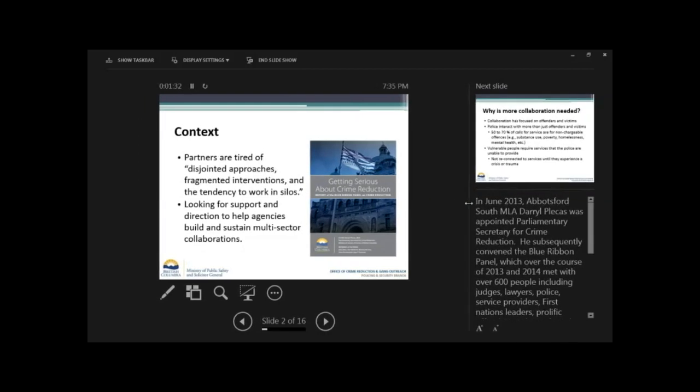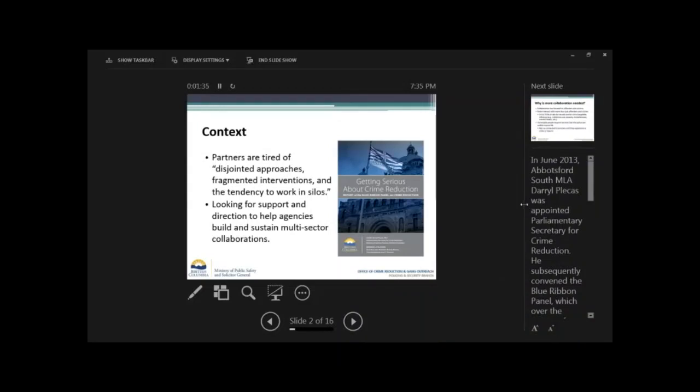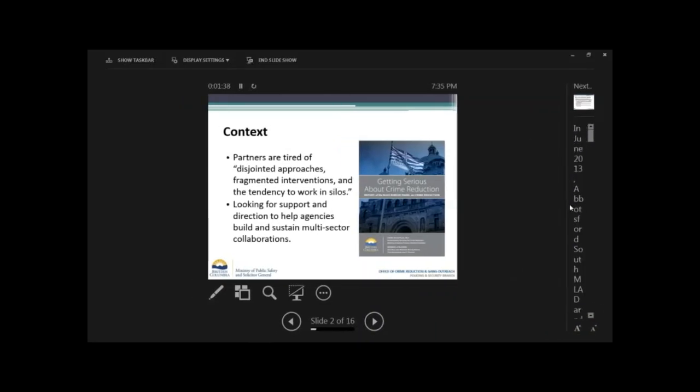So just to provide some context as to how we inherited this portfolio, there was a blue ribbon panel on crime reduction that was basically a stakeholder engagement session that happened across the province a few years ago under the Liberal government. And what we found across the board, and this won't come as a surprise to any of you, is that social justice sector partners were tired of the disjointed approaches. Five people helping one person, but not in a consolidated effort, so that person was never really getting the intensive support that they needed. Working in silos and not being able to share information or being unsure if they were allowed to. And so what we took from that engagement was that across the board, all of our partners were looking for support and direction to help agencies build and sustain those multi-sector collaborations. Next slide, please.